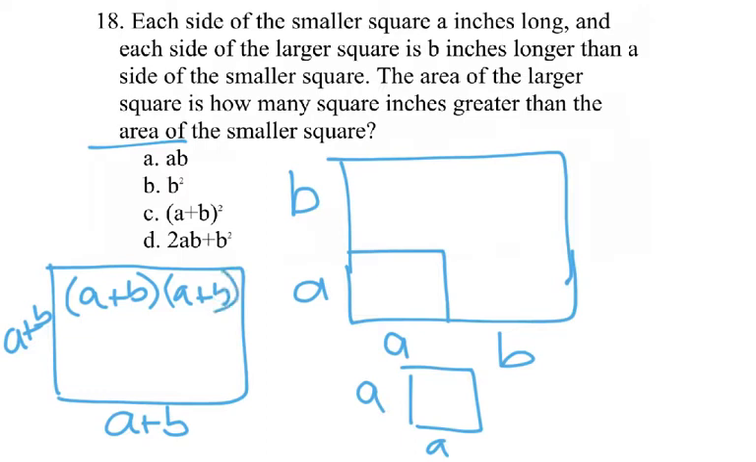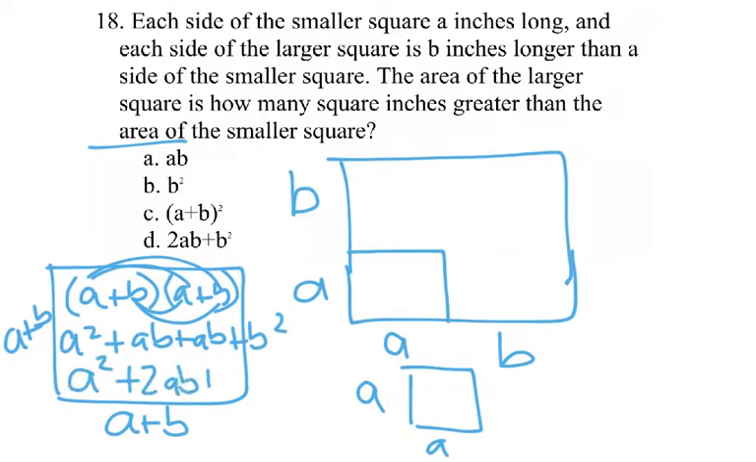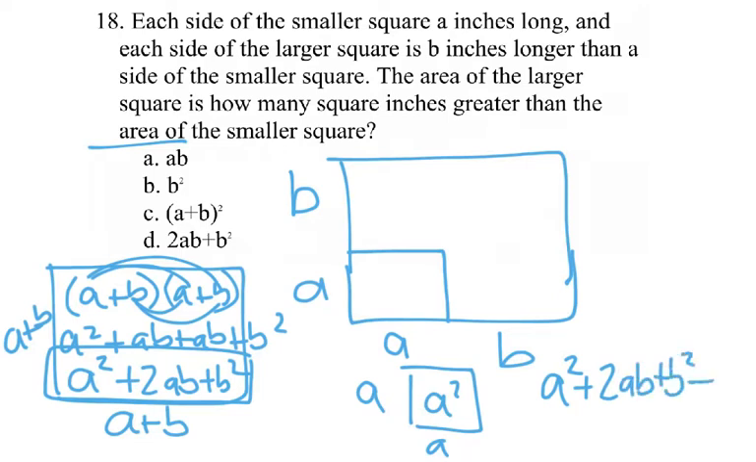So I'm going to FOIL this. A times a is a squared. A times b is ab. B times a is ab. You just put it in alphabetical order. And b times b is b squared. I'm going to get my like terms together. I got a squared plus 2ab plus b squared. Alright, so that's the area of the larger square. The area of the smaller square is a times a, which is a squared. So I want to know how much greater is it. So I'm going to have to write the larger square minus the smaller square. So the a squares cancel out, and the only thing left is this in the middle. I know those are kind of hard.